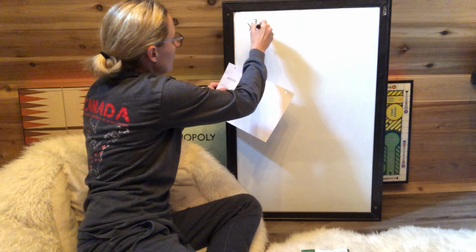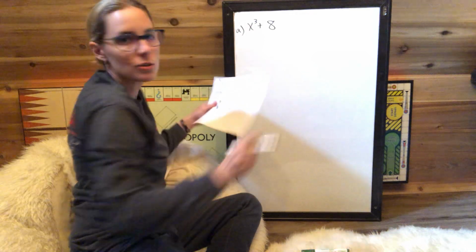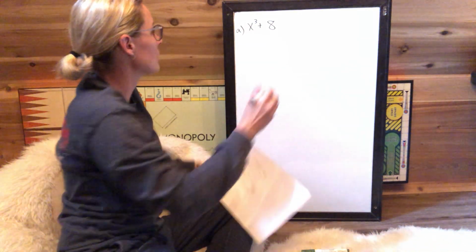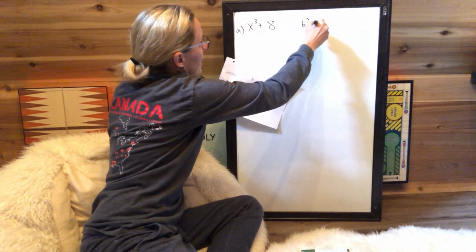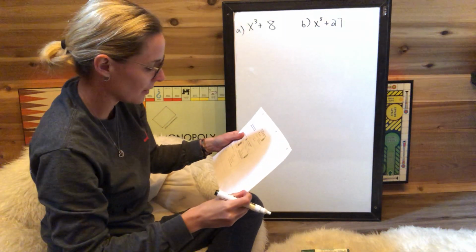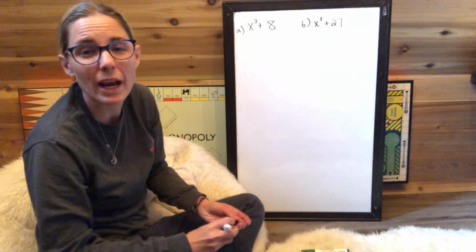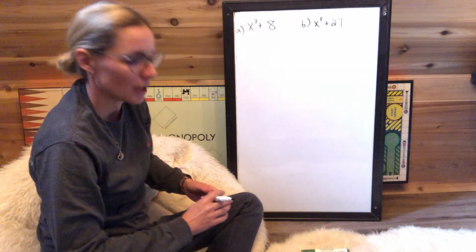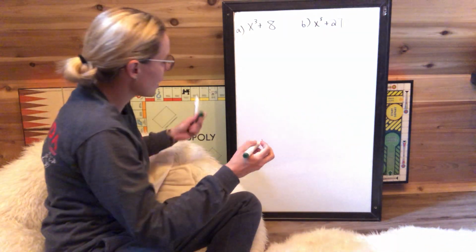X cubed plus 8 this time. So we're using the same values, but we're going to add instead of subtract. And x cubed plus 27. Those are the first two ones that we investigate.